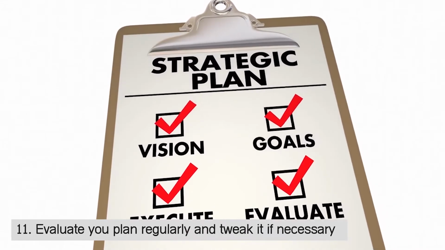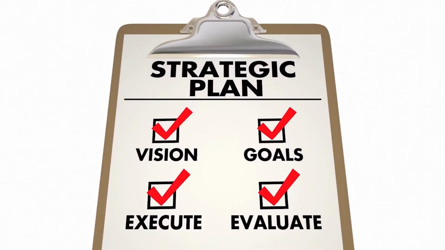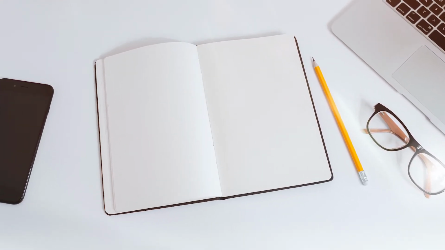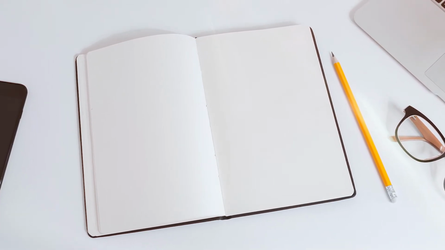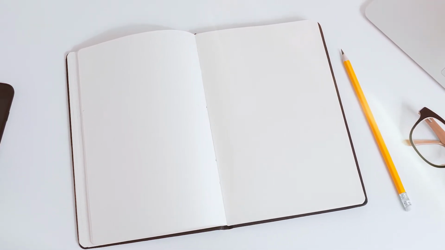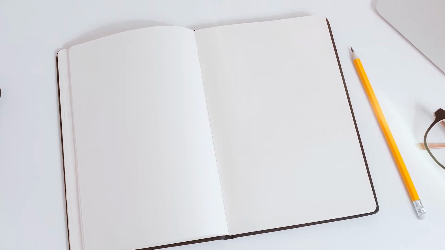11. Evaluate your plan regularly and tweak it if necessary. Increase or decrease study time based on your grades and class performance. If you start to feel like you're really struggling in one class, figure out where you can make more time to study for that class. You might also want to try different study methods if what you're doing isn't working, such as joining a study group or going to the professor's office hours.